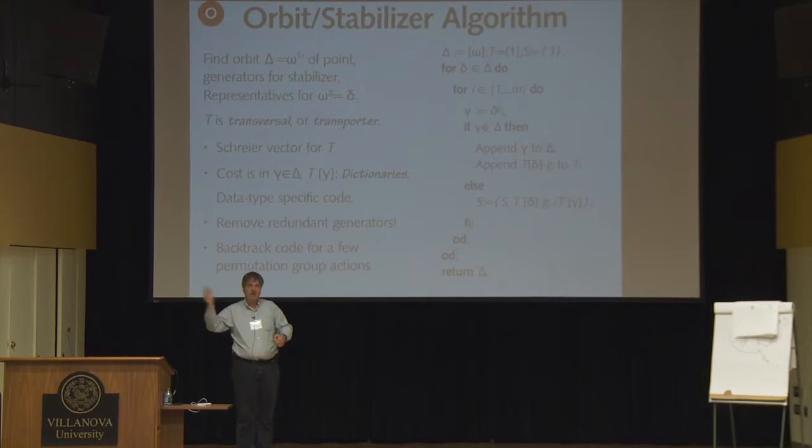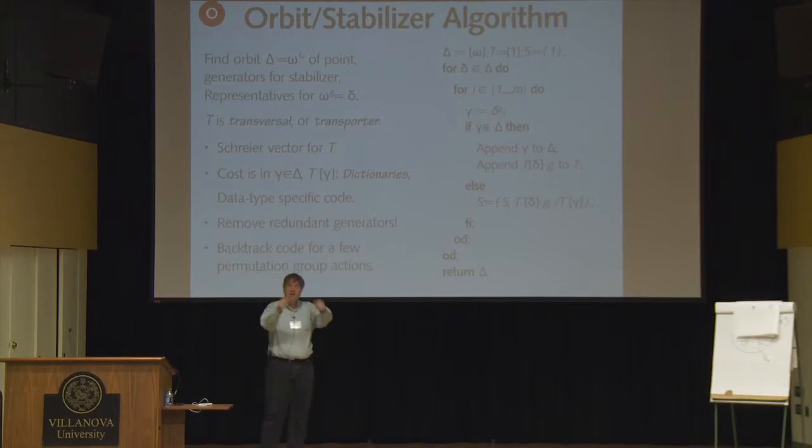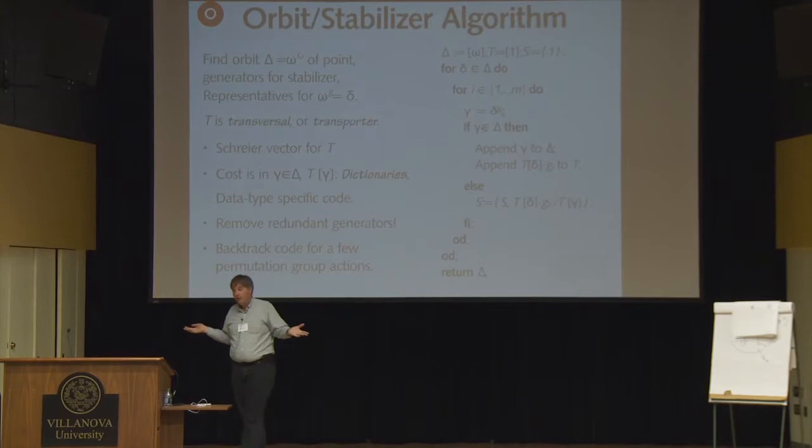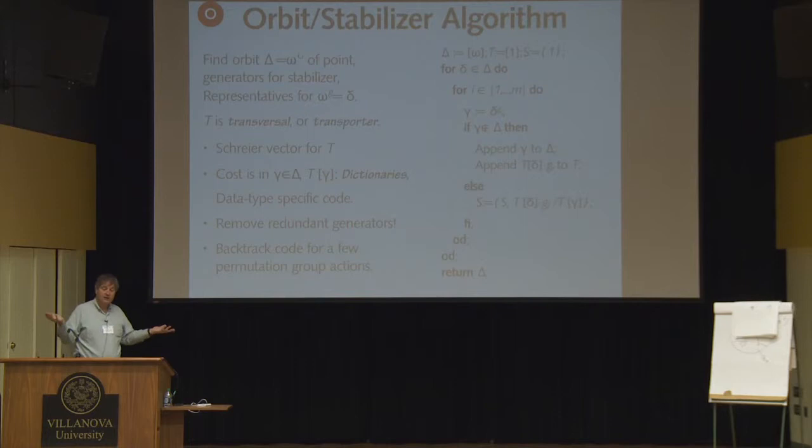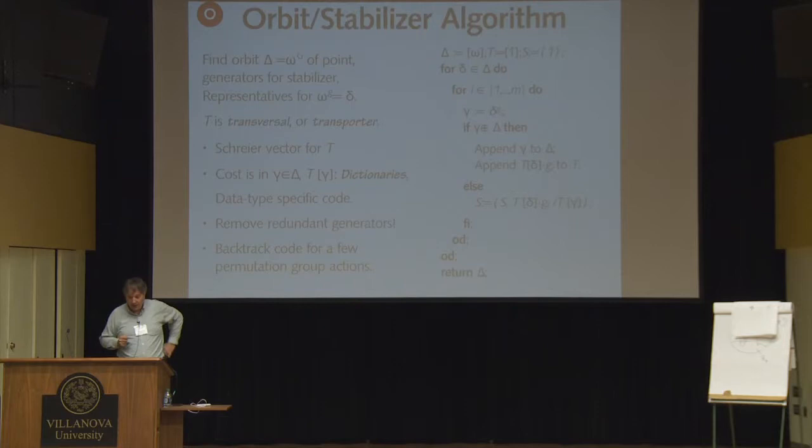And then we take all these images and map them again under all generators and so on, and so on, and so on, till it becomes stable. And since every element is a product of generators, we will have calculated images under all products. Once it gets stable, we have found the whole orbit. And that's basically what the orbit algorithm does.